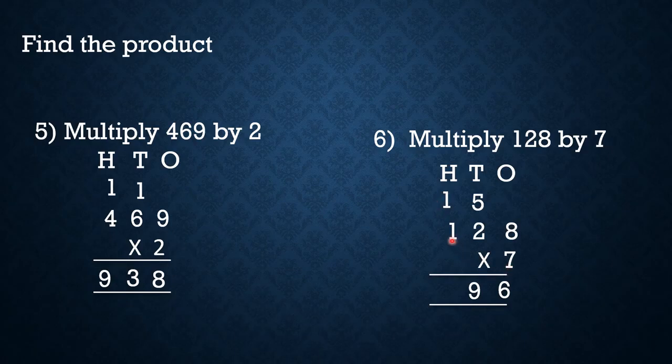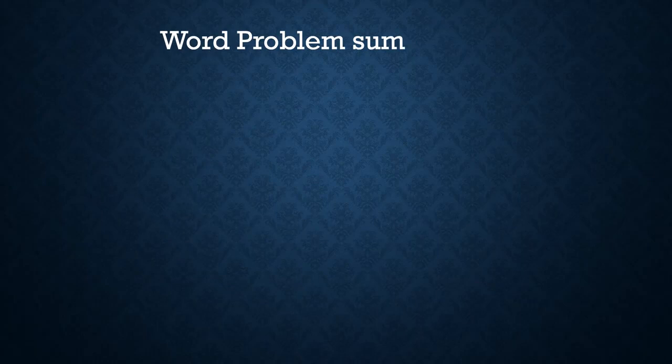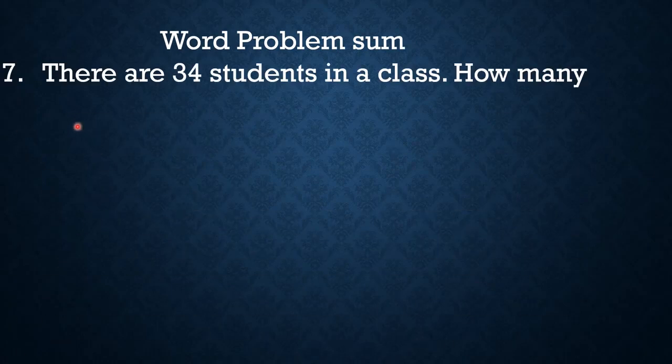Now 7 multiplied by 1. So 7 ones are 7. So 7 plus 1 is equal to 8. So we'll write 8 here at hundreds place column. So our answer is 896. Now in this word problem sum question number 7, it is given there are 34 students in a class.